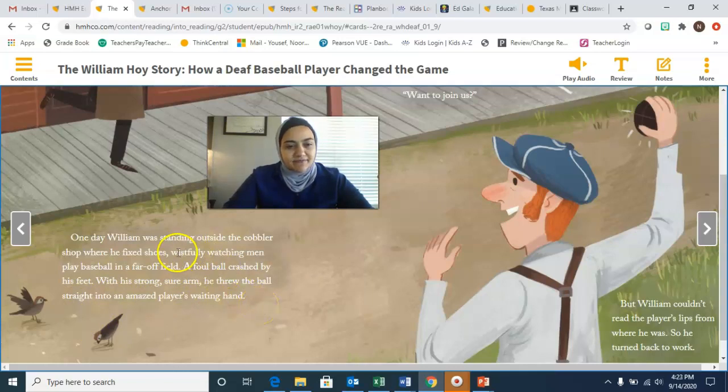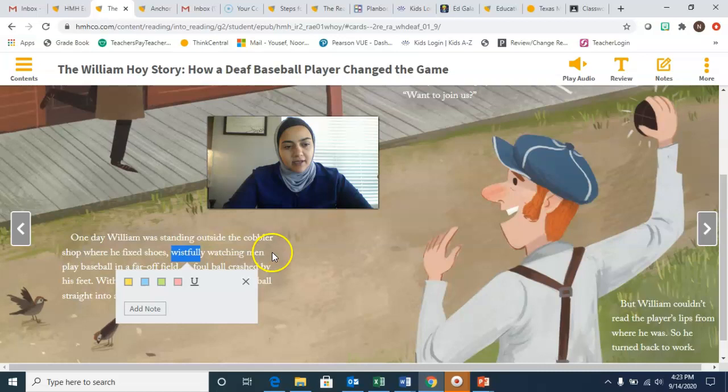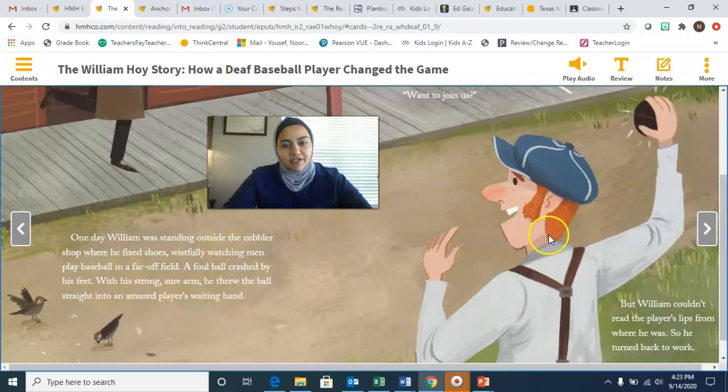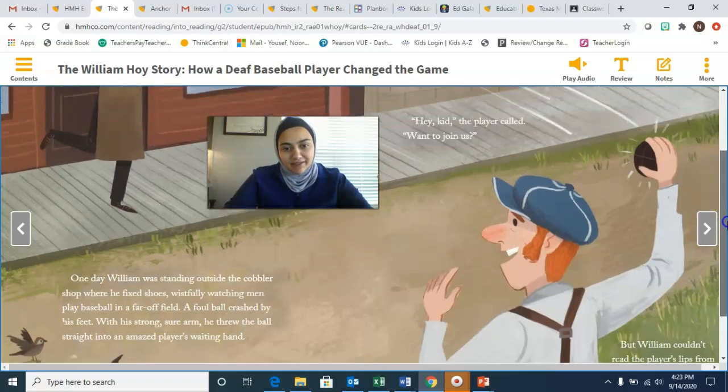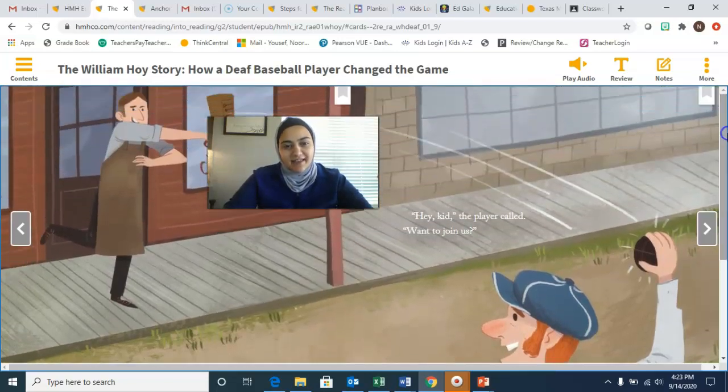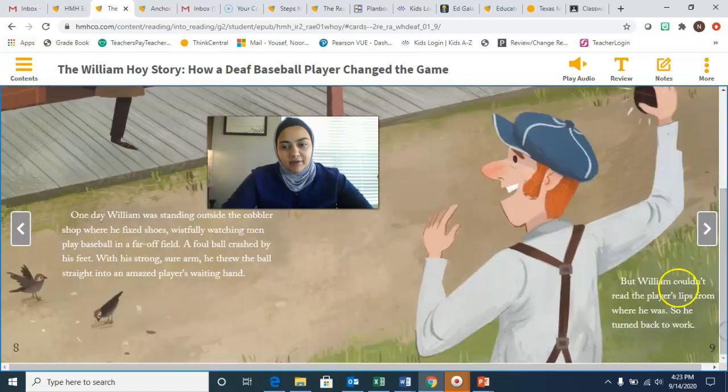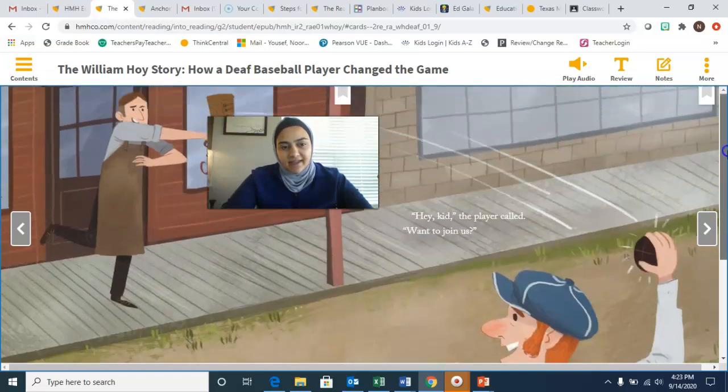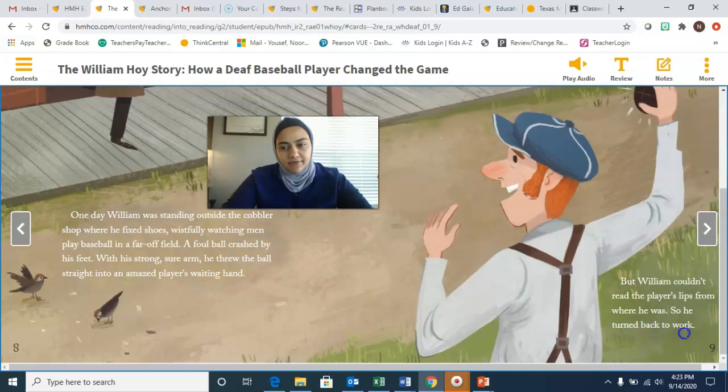So he was wistfully watching. He was sadly watching. Why do you guys think he was sadly watching? Because he couldn't be part of that baseball team, right? And he wanted to. "Hey, kid," the player called. "Want to join us?" But William couldn't read the player's lips from where he was, so he turned back to work. He couldn't read what he was saying. He was too far away.